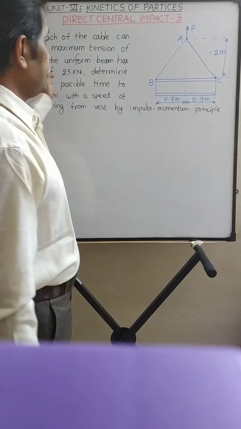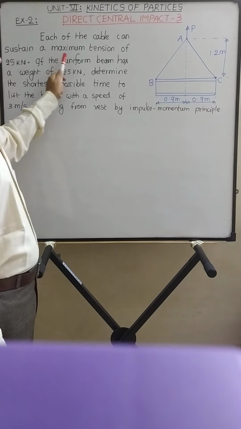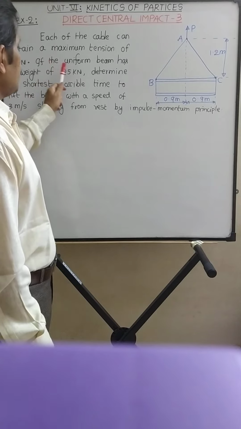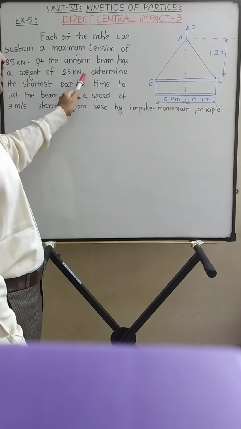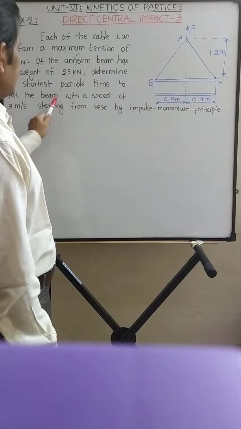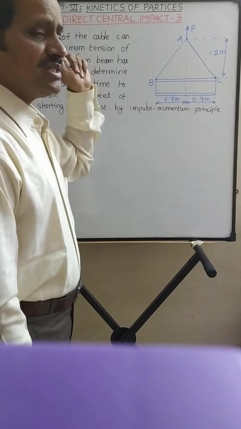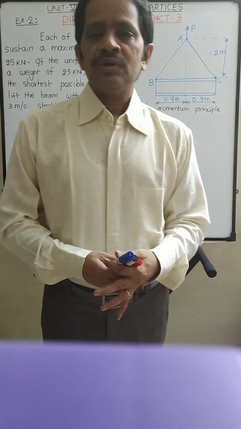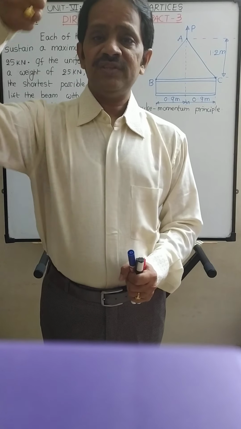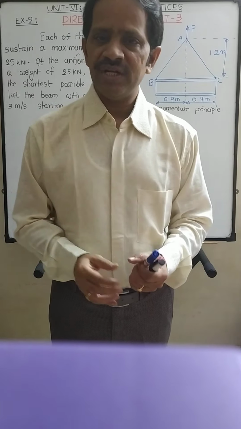So let us read the statement of the problem. Each of the cable can sustain a maximum tension of 25 kilonewton. If the uniform beam has a weight of 25 kilonewton, determine the shortest possible time to lift the beam with a speed of 3 meters per second starting from rest by impulse momentum principle. So you have to lift the beam and find out the shortest possible time to lift the beam with a velocity 3 meters per second starting from rest. So we can use impulse momentum principle.